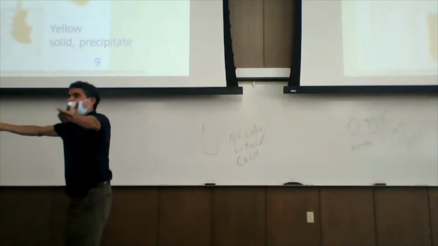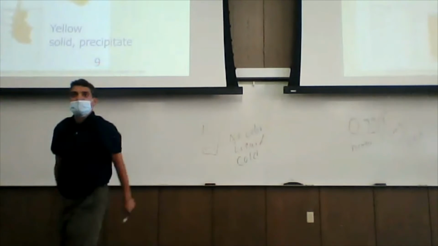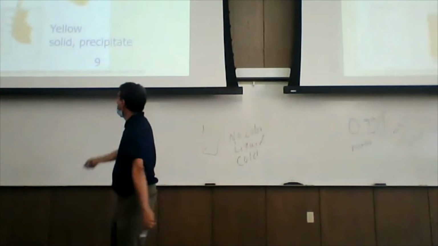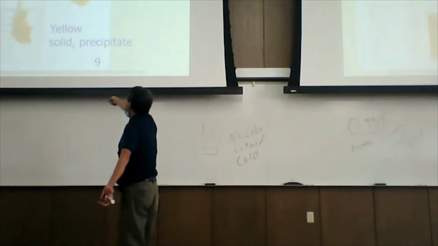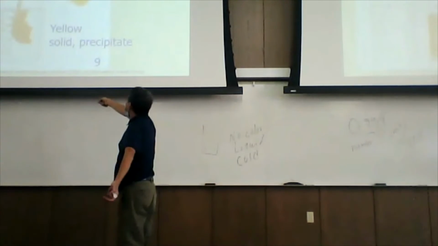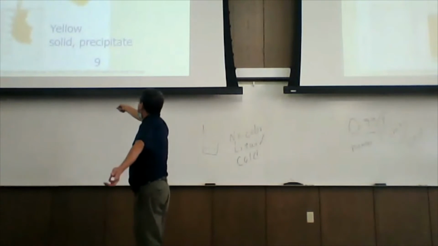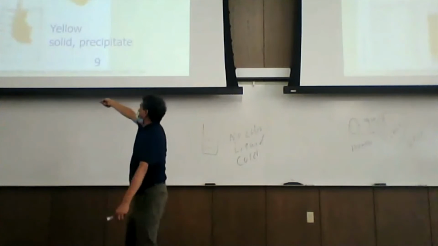So the solid that forms by mixing two solutions together is called a precipitate. So I get the solid. So what kind of solid is there? Yellow. So that's a qualitative observation. Is it solid? Yes, it is solid, qualitative. And we call that a precipitate. I have not measured it yet.